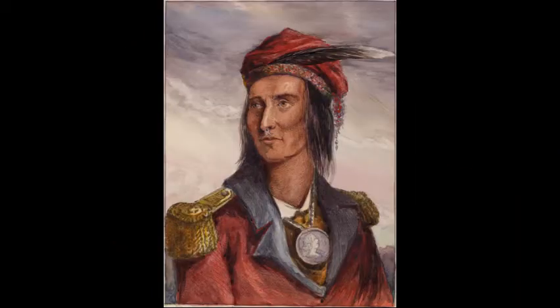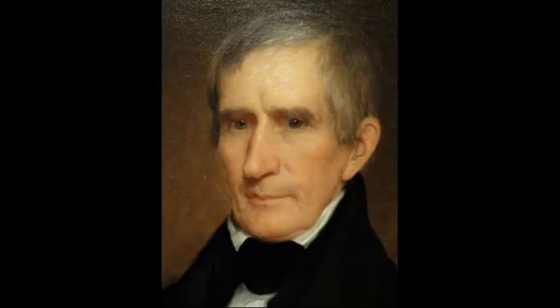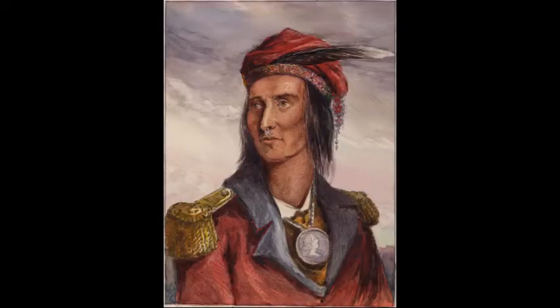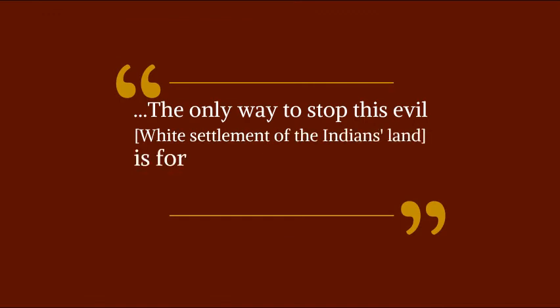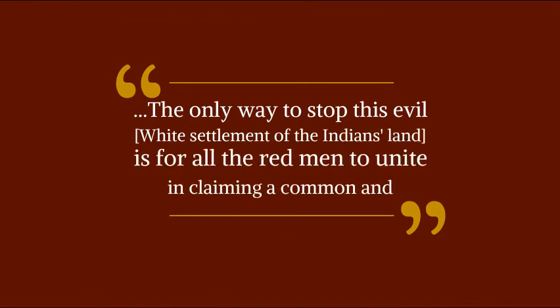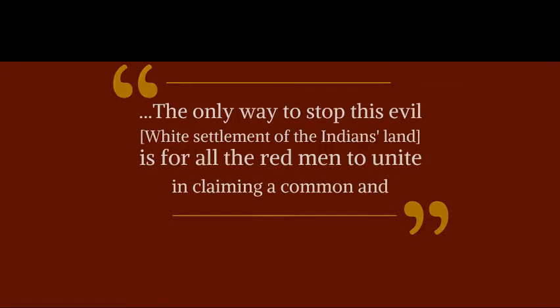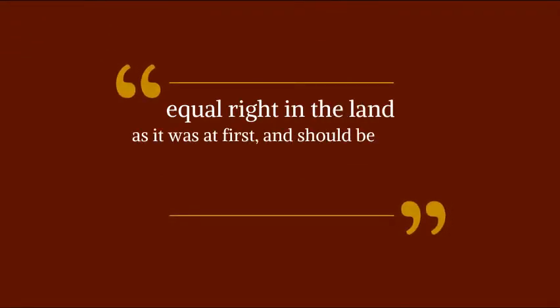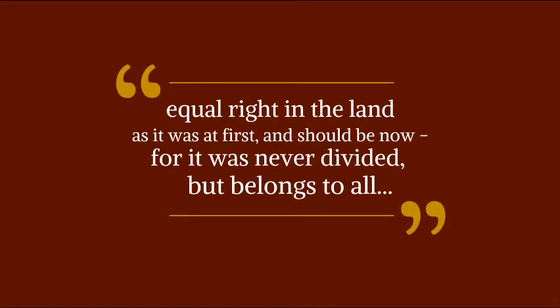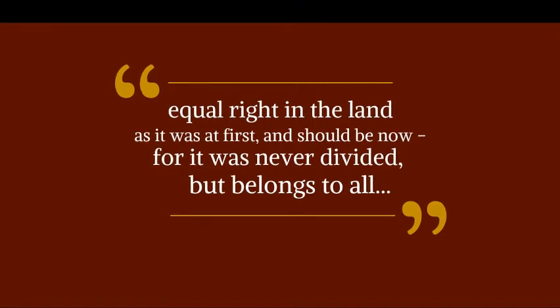In 1810, Tecumseh wrote to future President William Henry Harrison, describing the predicament of American Indian peoples up and down the Mississippi River. He said, "The only way to stop this evil, white settlement of the Indians' land, is for all the red men to unite in claiming a common and equal right in the land as it was at first, and should now be, for it never was divided, but belongs to all.